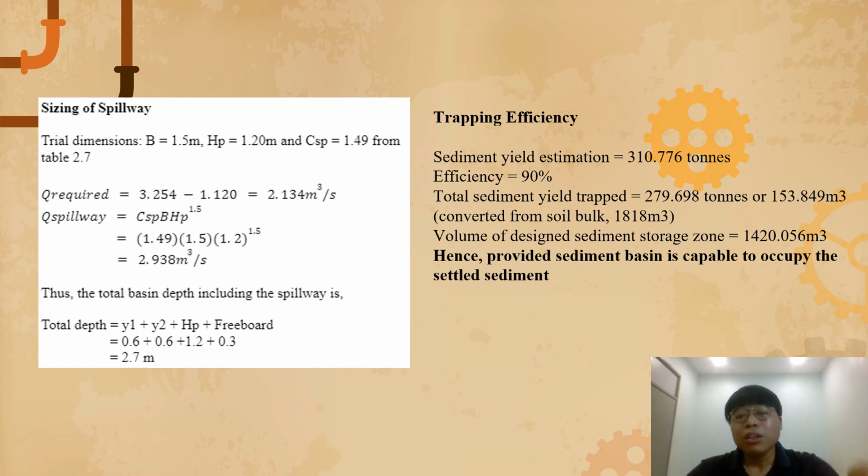Then from there, now we go to trapping efficiency. So the sediment yield estimation, just now we assume it at the first is 310.776 tons. Now the efficiency is about 90%, so we get 279.698 tons or 153.849 meter cube. Now we got as long as the volume is larger than the total sediment yield trapped, hence the provided sediment basin is able to occupy the settled sediment.